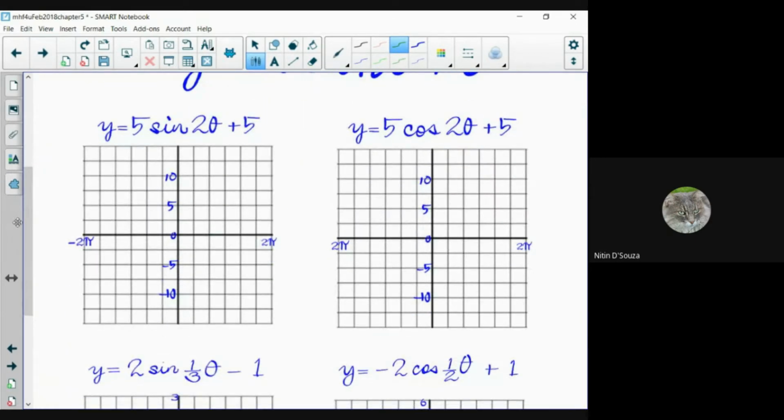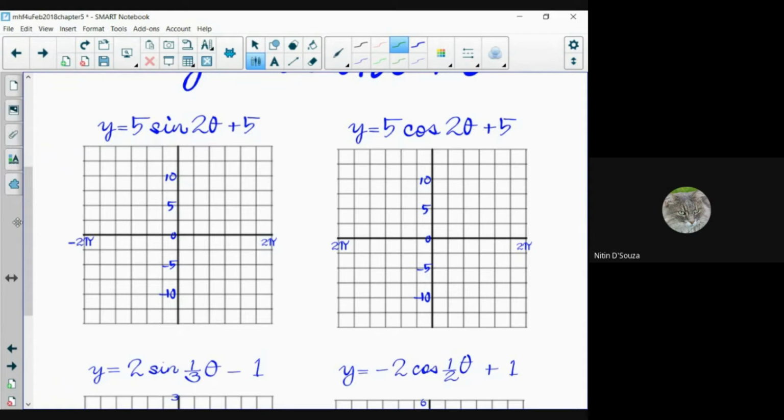So if you look at this, I've got 5 sine 2 theta plus 5. So instead of going from 0 to 1 and 0 to minus 1, I'm going to go from 0 to 5 and 0 to minus 5. Okay. Now, I'm going to put some numbers on the board to show you what's going on. You don't need to write this down, but this is how you figure it out.